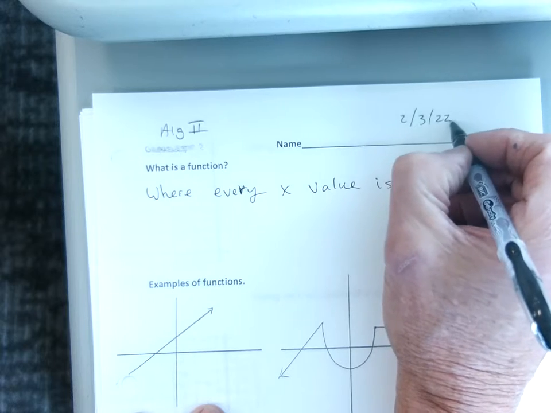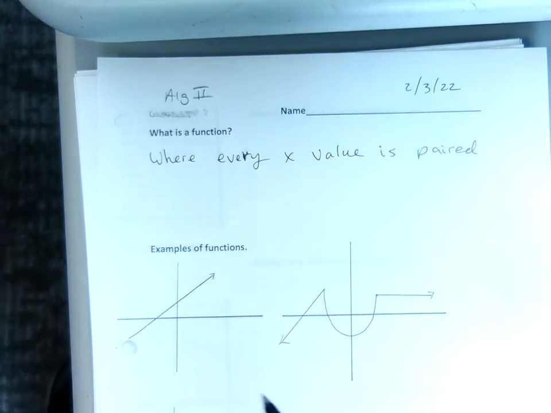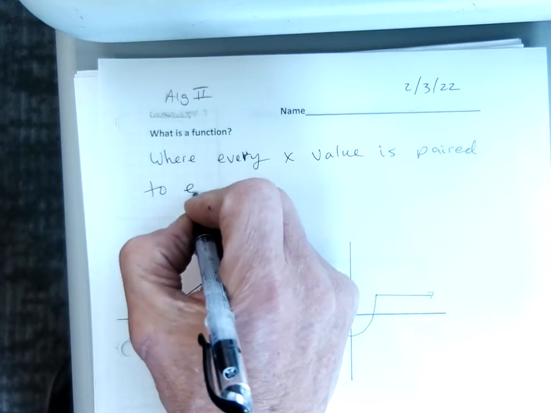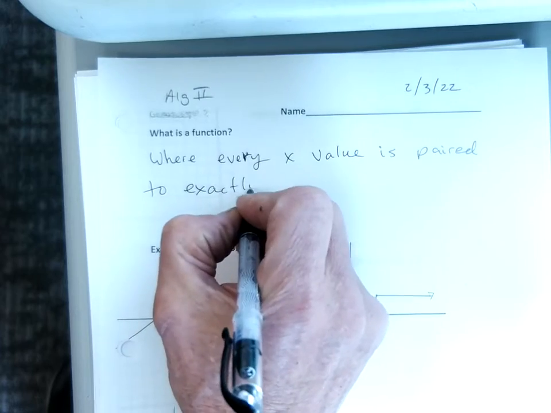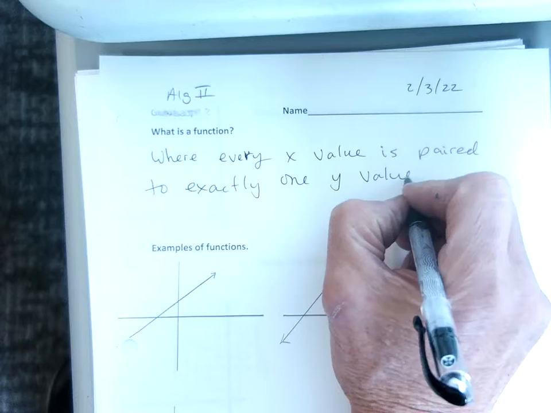What is a function? A function is where every x value is paired to exactly one y value. Okay?